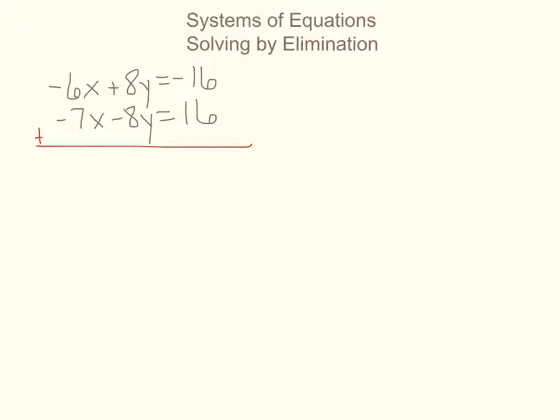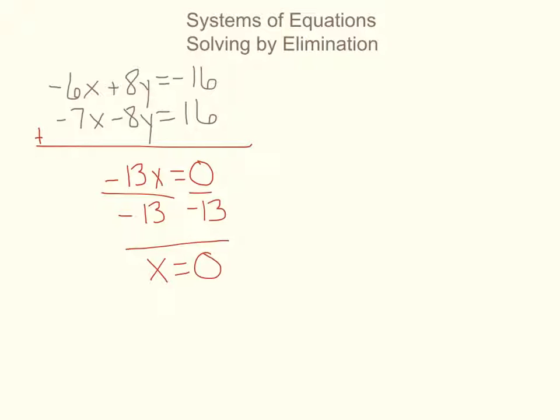Negative 6x plus negative 7x is negative 13x. The 8y's cancel. And negative 16 plus 16, also opposites, they cancel. It becomes 0 because we have to have something over there. Now we just solve this equation. So x equals 0. And there's your first answer.